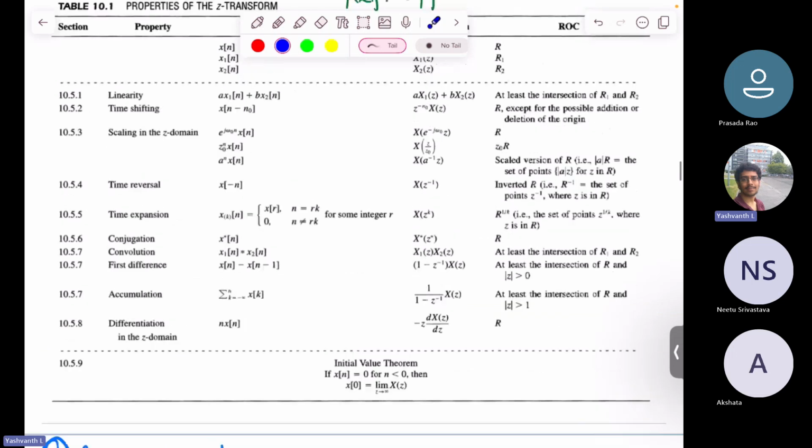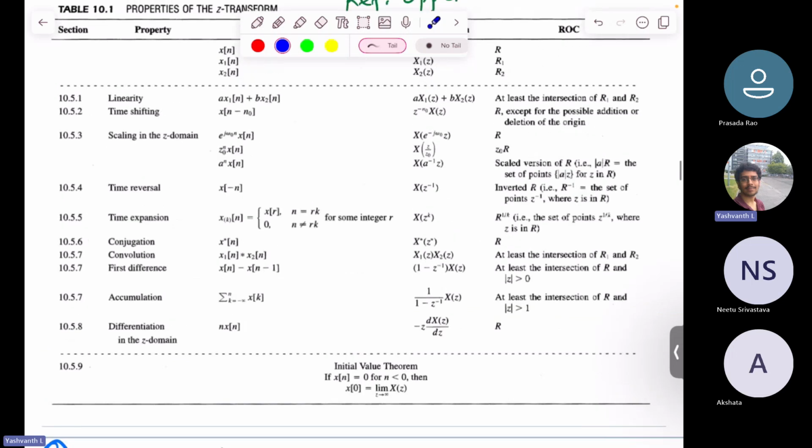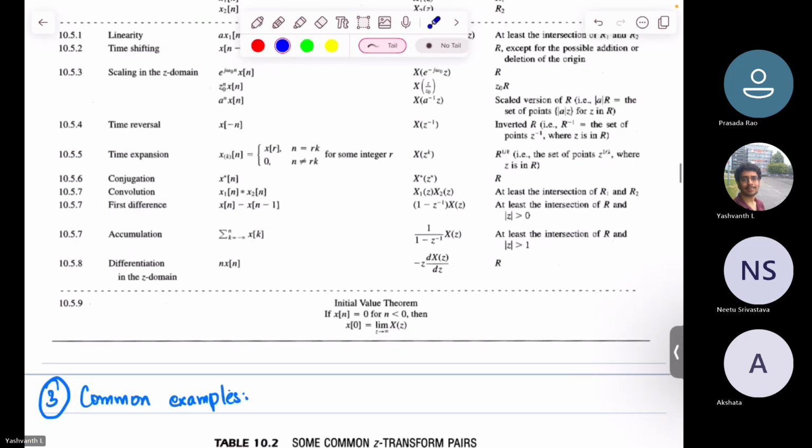Okay, so basically the properties of the Laplace transform exactly mimic in the z transform also, but you have to take care of the fact that now we are doing it in the discrete time domain. So for example, differentiation will become difference, integration will become accumulation, like that, and so on. Okay, so those kinds of aspects you should take care of.